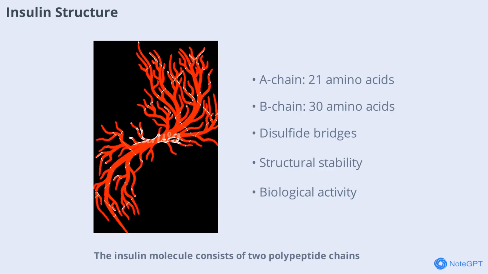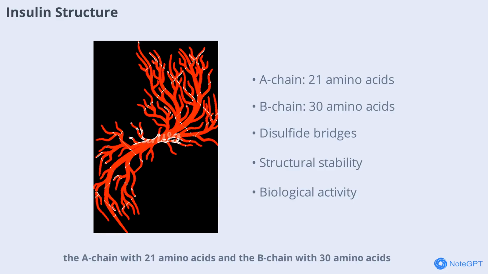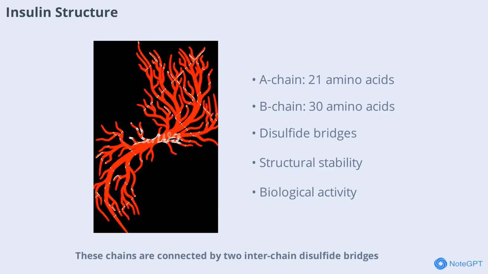The insulin molecule consists of two polypeptide chains, the A chain with 21 amino acids and the B chain with 30 amino acids. These chains are connected by two interchain disulfide bridges providing structural stability. Additionally, there is one intrachain disulfide bridge within the A chain. This unique structure is essential for insulin's biological activity.